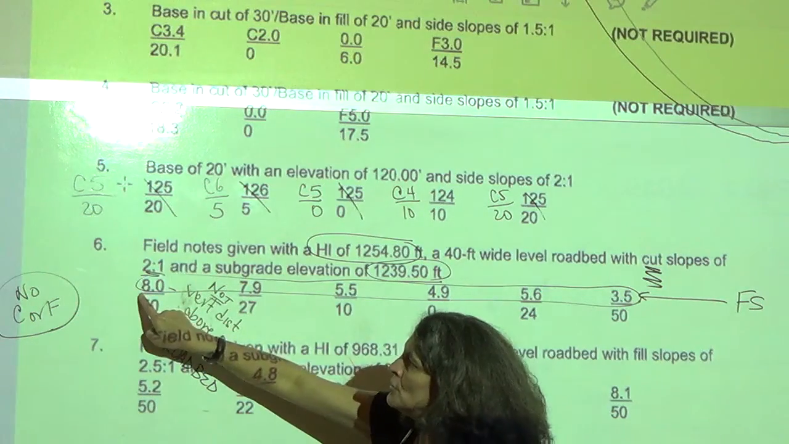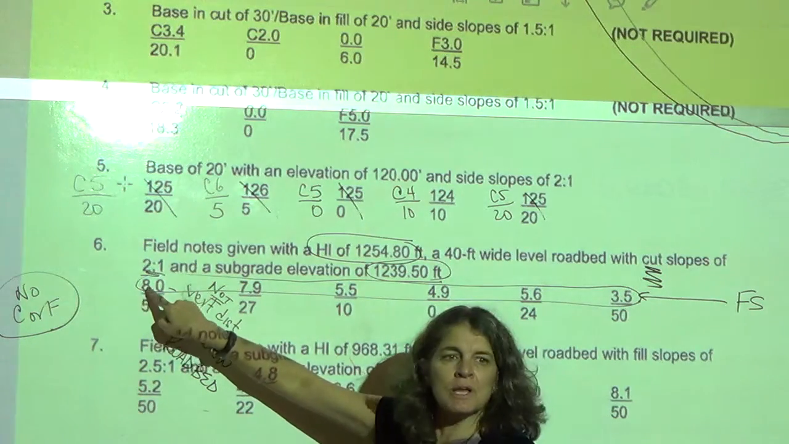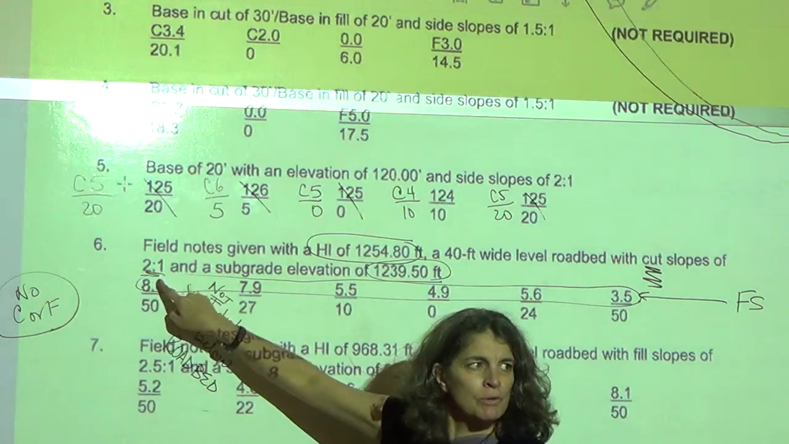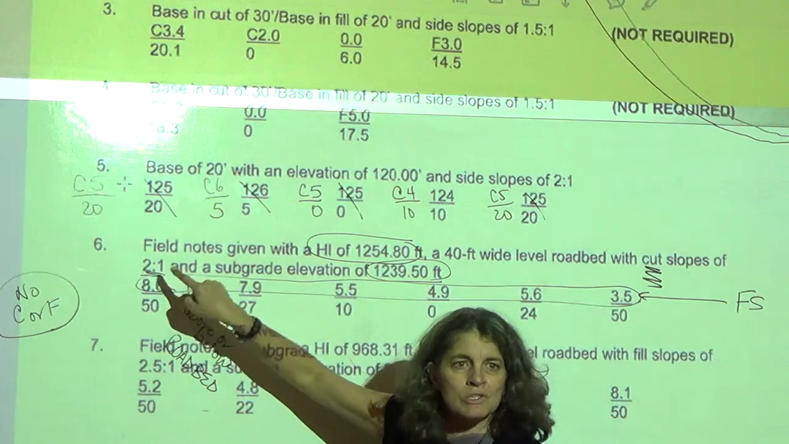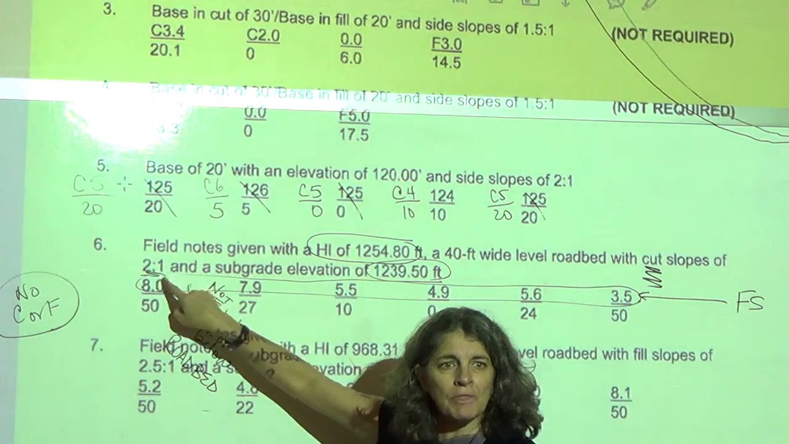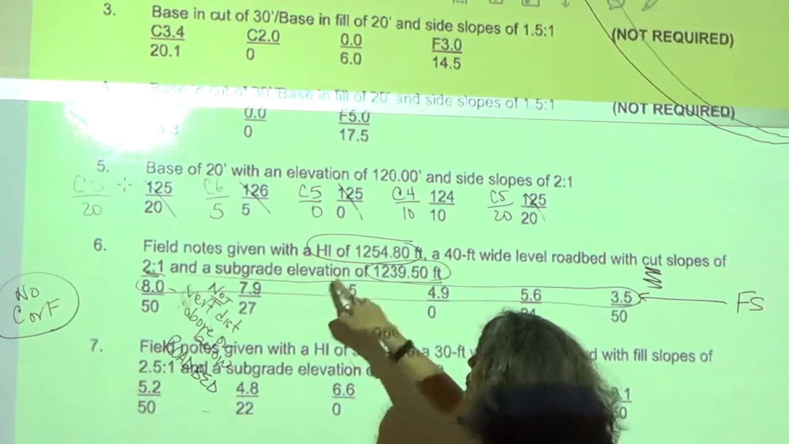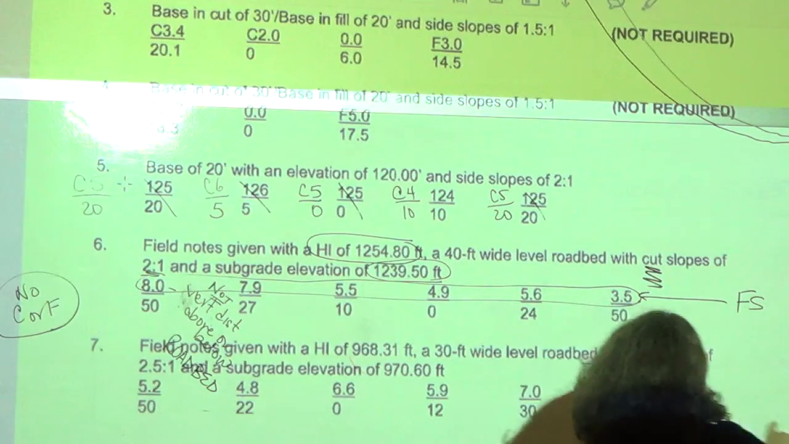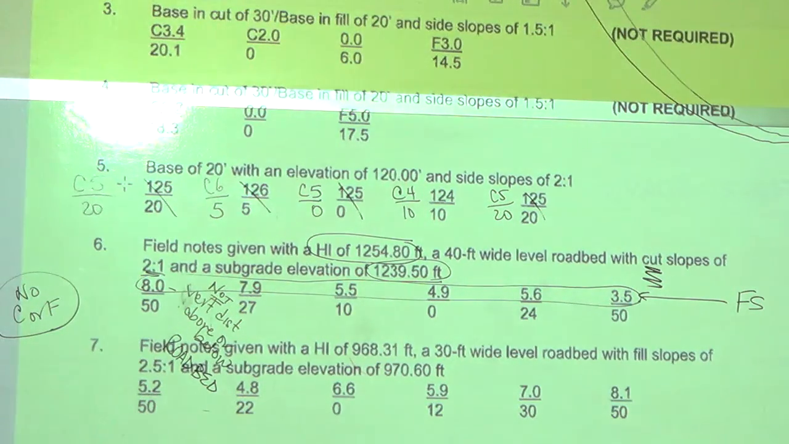How about here? No C or F in front. Does it represent the vertical distance above or below the roadbed? No, because there's no C or F. So we have to figure out what that number is. And when you read through here, if they're giving you the height of instrument, it means that they already figured out the backsight.